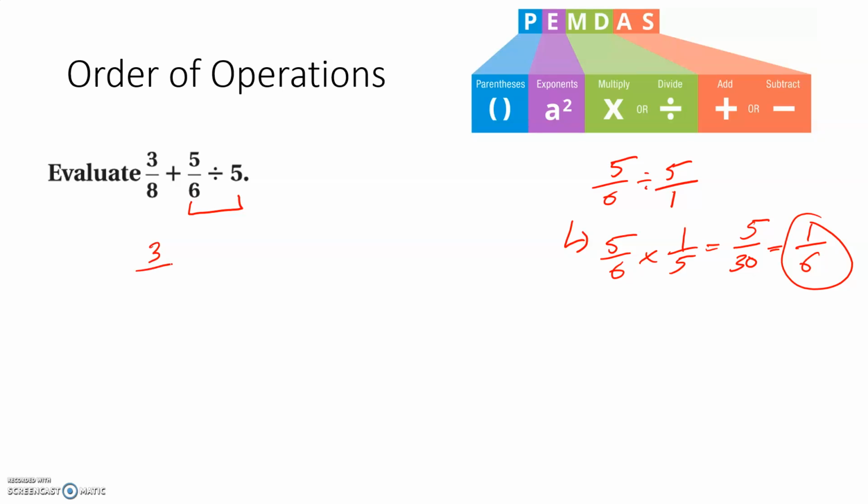So 3/8 plus 1/6. All right, so when I'm adding, I got to get my denominators the same. And 24 happens to be a common multiple of both 8 and 6. So I need to get both denominators to 24 and then change the numerators. So 8 times 3 is 24, so 3 times 3 is 9. 6 times 4 is 24, so 4 times 1 is 4.